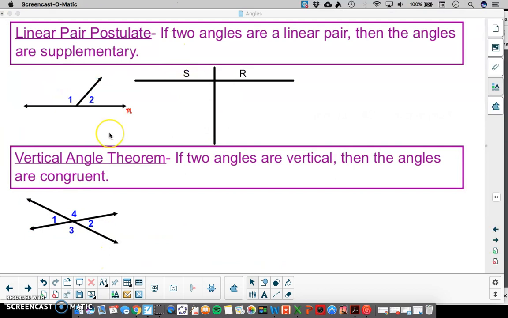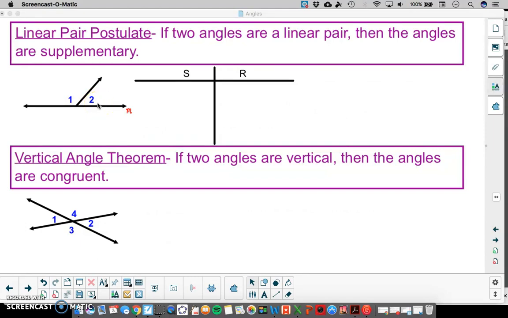Next, we're going to take a look at a postulate and theorem that we're going to be using with angle relationships. The first one is the linear pair postulate. If two angles are a linear pair, then the angles are supplementary. So here we have angles 1 and 2 that are a linear pair. That's given information from this diagram, that we have line M and angles 1 and 2 are formed on that line. So we know from our diagram that 1 and 2 are a linear pair.